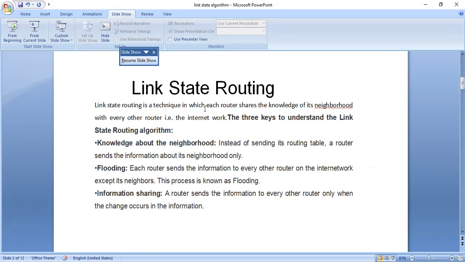It is a technique in which each router shares the knowledge of its neighborhood with every other router in the internet network. There are three keys to understand the link state routing algorithm: one is the knowledge about the neighborhood, the second is flooding, and the third is information sharing. Knowledge about the neighborhood: instead of sending its routing table, a router sends the information about its neighborhood only. Flooding means each router sends the information to every other router on the internet network except its neighbors. This process is known as flooding. Information sharing: a router sends the information to every other router only when a change occurs in the information.